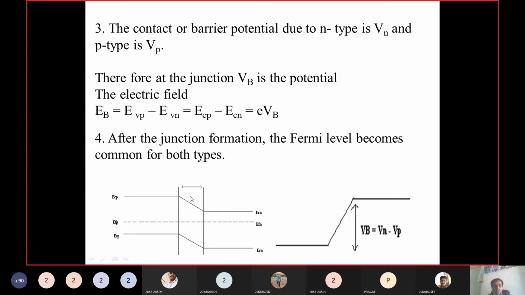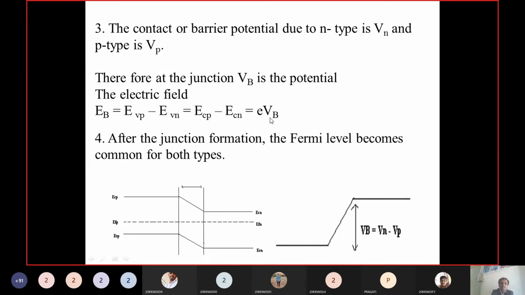This is equal to the energy of the conduction band of the P level minus the energy of the conduction band in the N level. So the difference between these two energy levels gives the electric field. The difference between this and this, and similarly the difference between this and this, are the same. That gives the electric field.